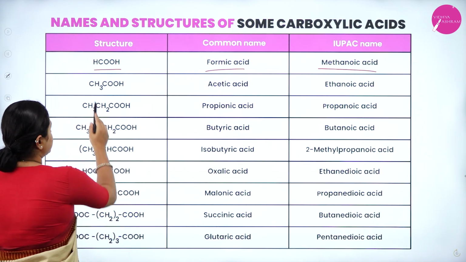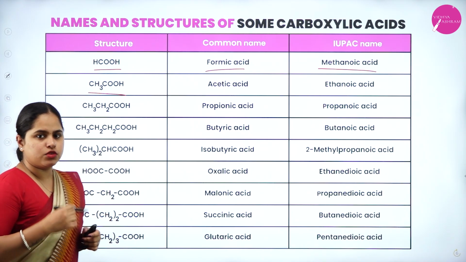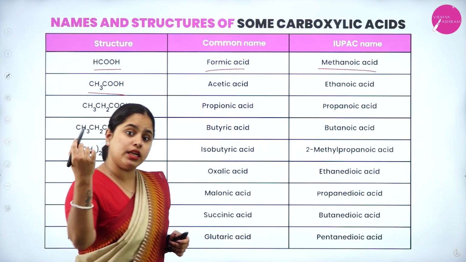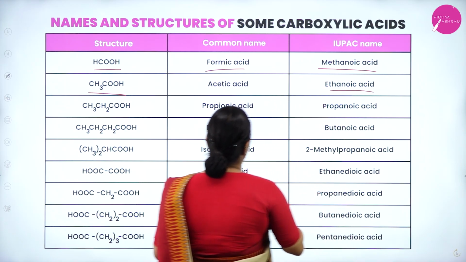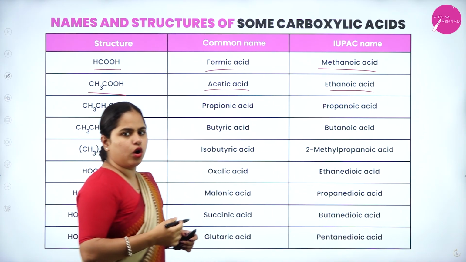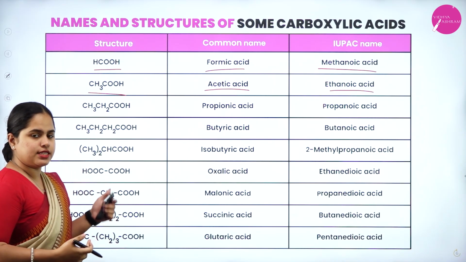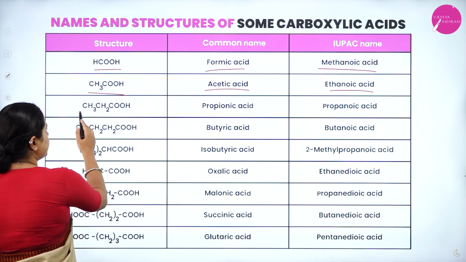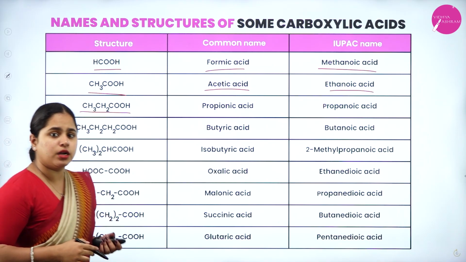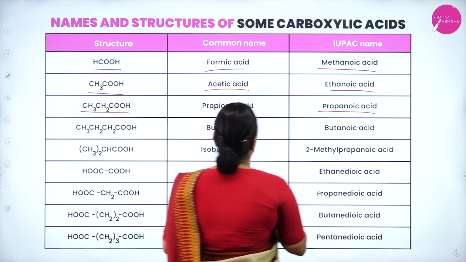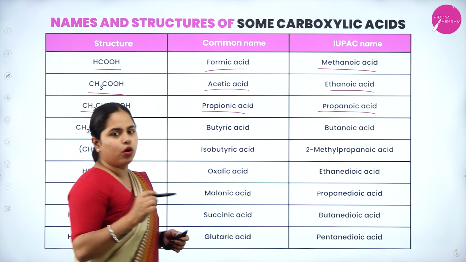The next one is CH3COOH, two carbon atoms, so it is ethane. So ethanoic acid will be the IUPAC name, and acetic acid is the common name. You might have heard of acetic acid, which is present in vinegar, right? Which acid is it? It is ethanoic acid. The next one is CH3CH2COOH, three carbon atoms. So it is propanoic acid, and the common name is propionic acid.